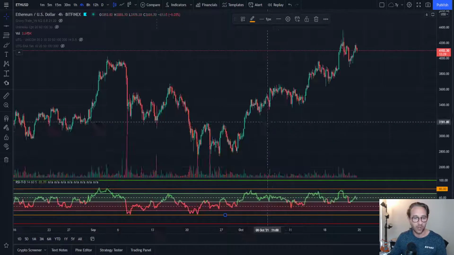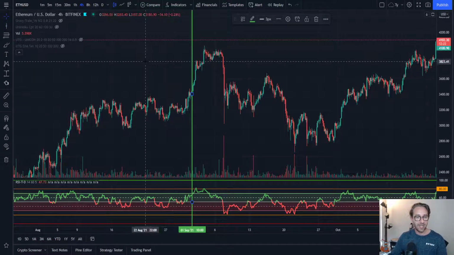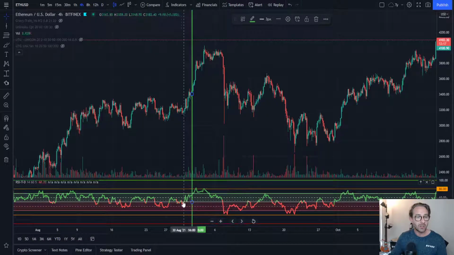Well, I'm going to show you, and this is a really good example of that. So if we get our vertical line here, and say for example we exited the market here when price hit, or when the momentum hit the 70 RSI, you may have even jumped in back here. That's a great trade, no problems about that whatsoever.